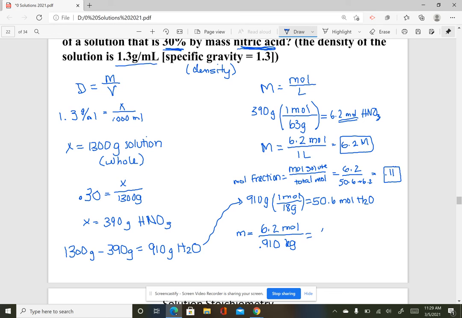Okay, so guys, this would be an example of a very big part 2 question. Whenever they give you that density and give you a percent, you have all these steps to go through.